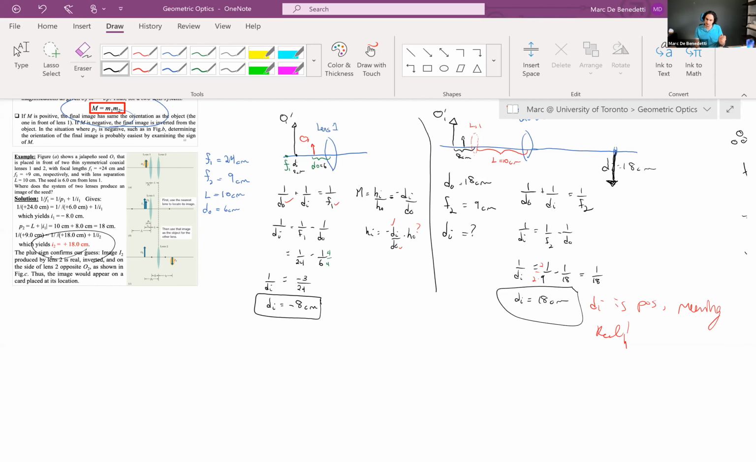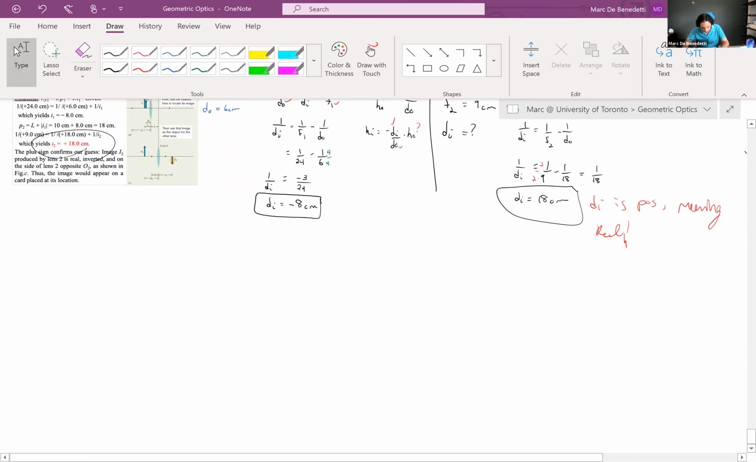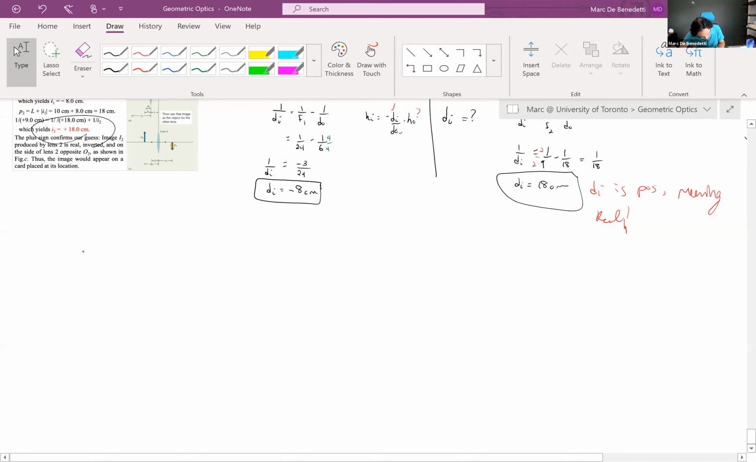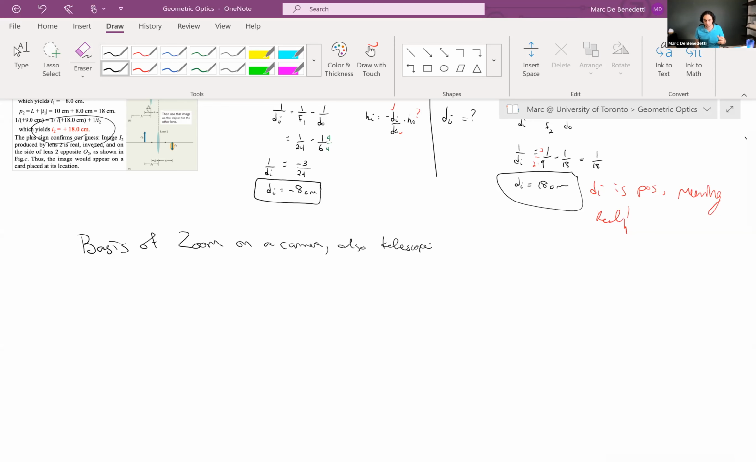So manipulating these distances is actually useful. It's not something we just do because we can. It's not something that we throw in the curriculum because we can. This really is that a 2-lens system is the basis of Zoom. Not the platform we're on, but Zoom on a camera. It's also the basis of a telescope. It's how we can look at stars from really far away. Again, you're playing with that magnification.